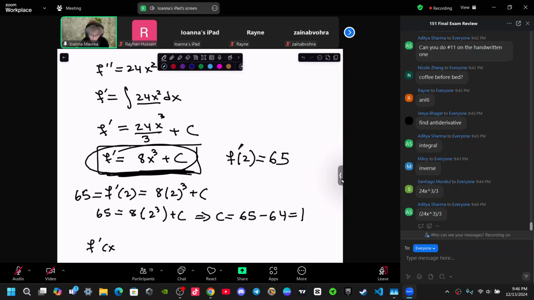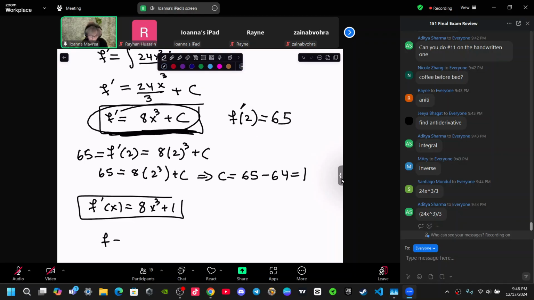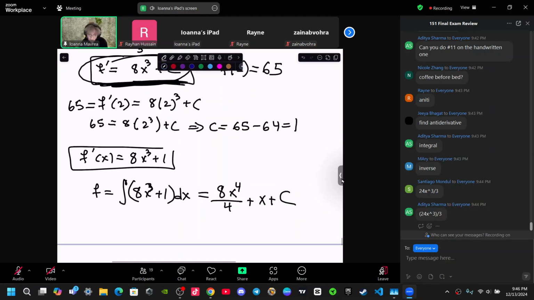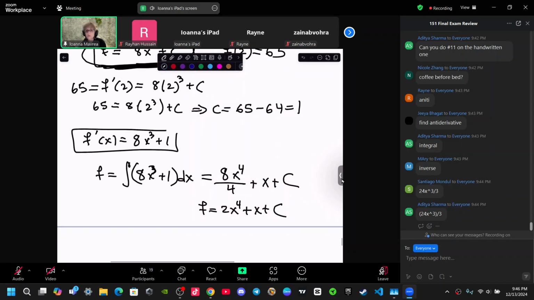So that tells me what the derivative function is, so I know this function now. And now they're asking for the original function. Well, the original function is the integral of that. That's a 3. So the original function is 8x to the fourth over 4 plus x plus c. That's a different c. Maybe it's the same one, I don't know. So the original function has this form. I need to find the c. They're giving me a piece of information. I only need one piece of information because I only have one unknown.